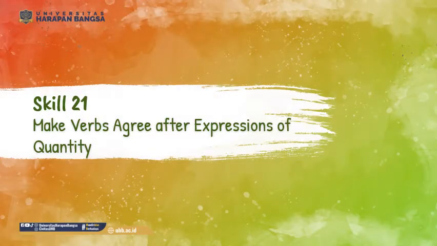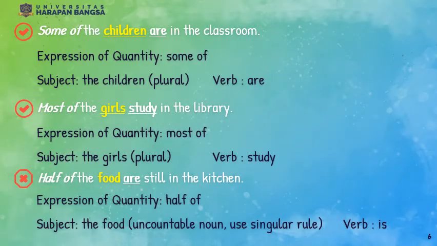Now let's continue to skill 21. Make verbs agree after expressions of quantity. Let's take a look at these examples. Some of the children are in the classroom. So here we have expression of quantity using some of. And then the subject is after the expression of quantity. Subjeknya setelah expression of quantity-nya, yaitu the children.